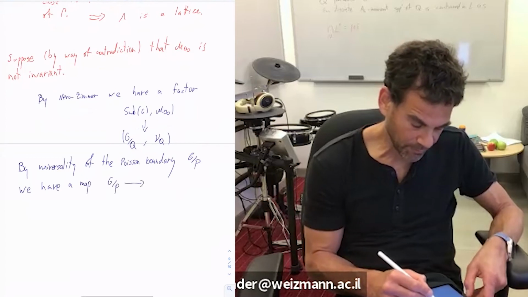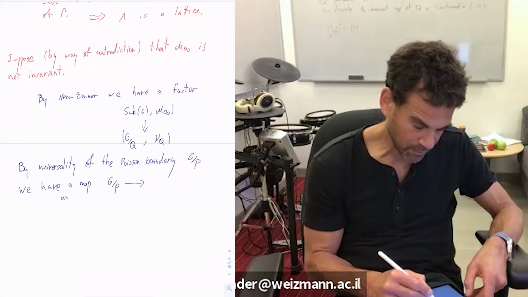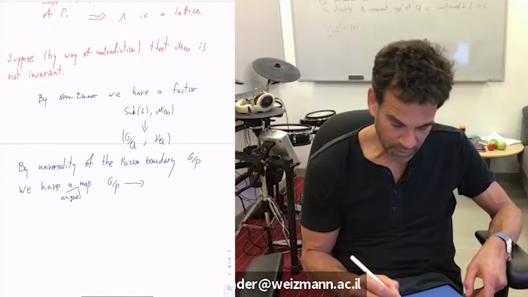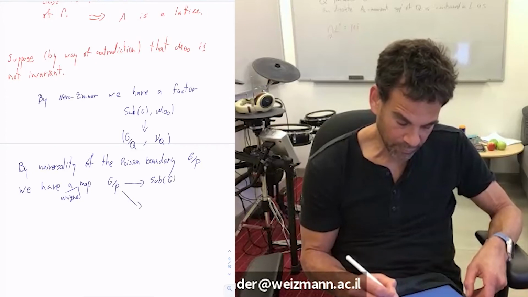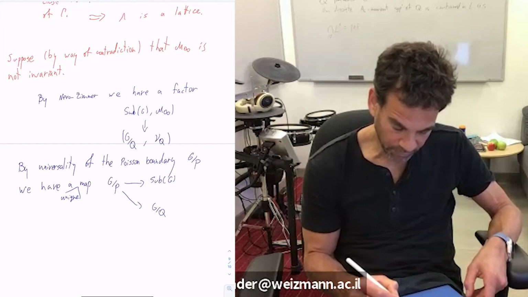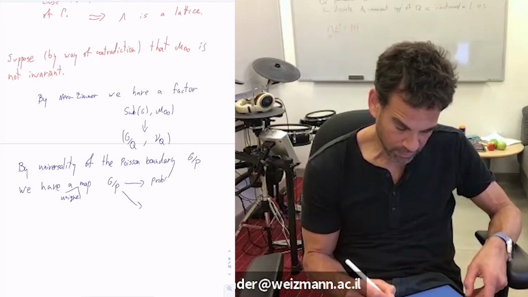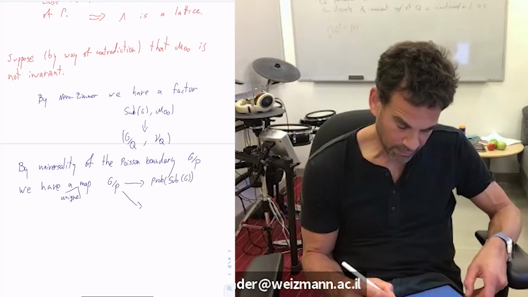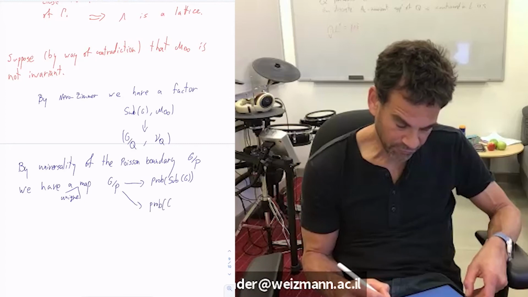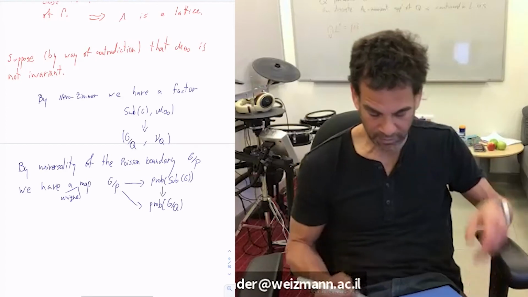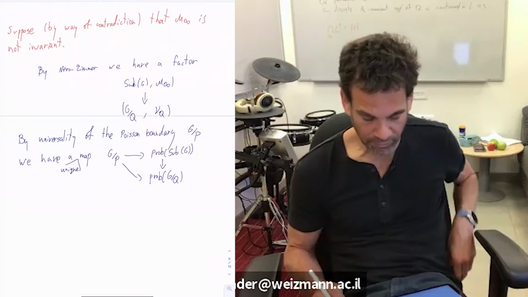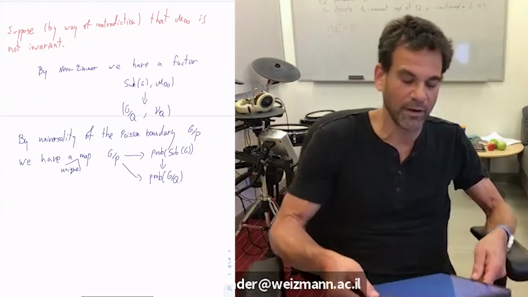We have a unique map from G mod P to sub G, sorry, not to sub G, to probability measure on sub G, and similarly a map from G mod P to probability measure on G mod Q, such that this diagram commutes, because this is, as Uri explained very nicely.